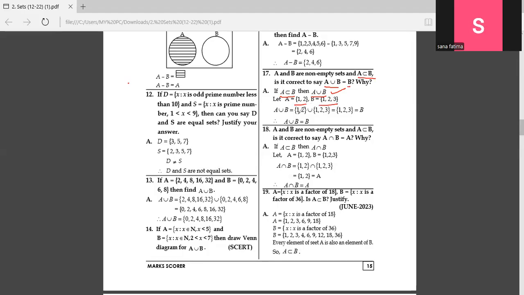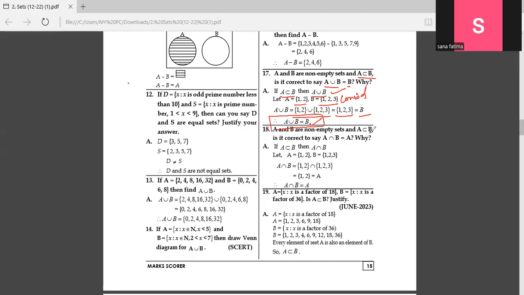A union B, we are just considering this. It's not that we write 1, 2, 1, 2, 3; you have to take the common elements. You can take anything, a common set. After that, A intersection B means you have to combinedly write down A, B, 1, 2, 3, that is B. Therefore, A union B can be written as B.